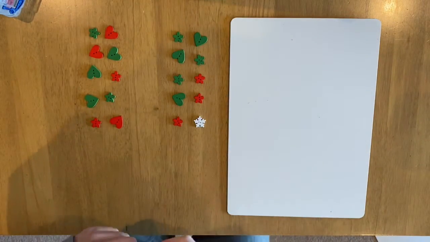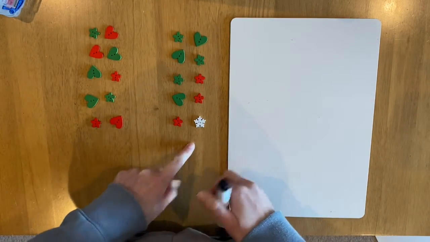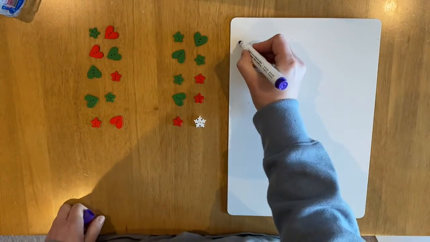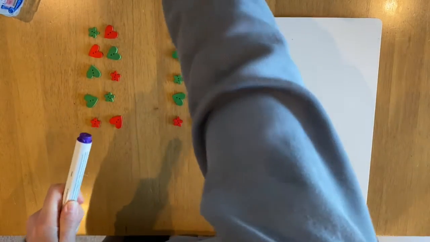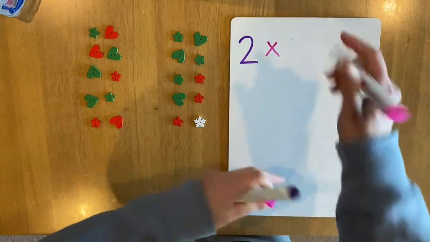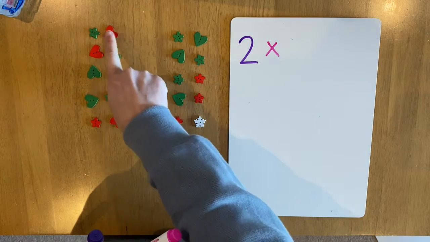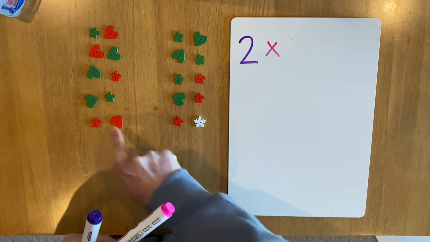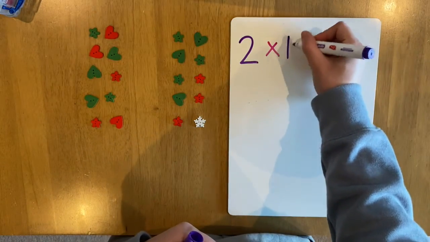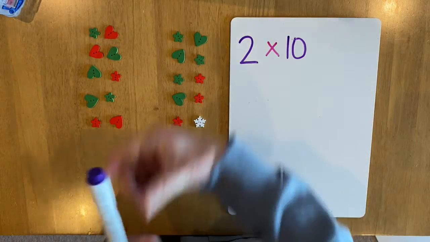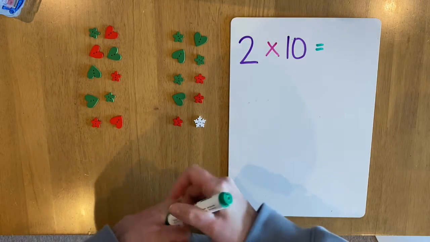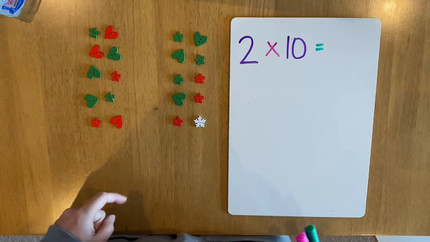So let's have a look. We've got one group, 2 groups. We have 2 groups of, and how many are in each group? We've got 1, 2, 3, 4, 5, 6, 7, 8, 9, 10. 10 in this group and 10 in that group. So we have 2 groups of 10, and that is equal to, we're going to have to count up in tens. We're not going to count in ones because that will take us ages. Plus, we know how to count in tens now.